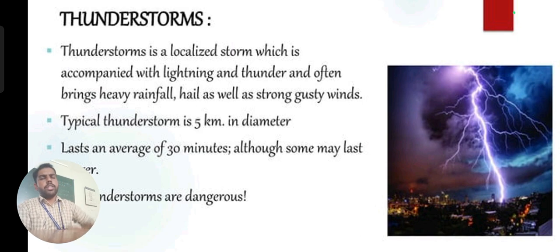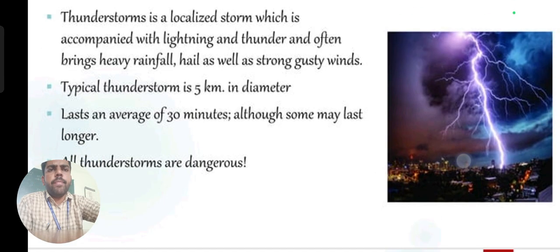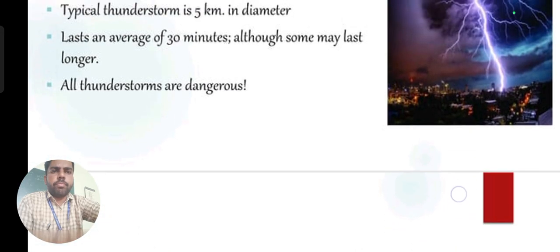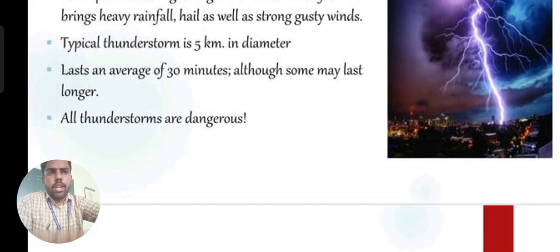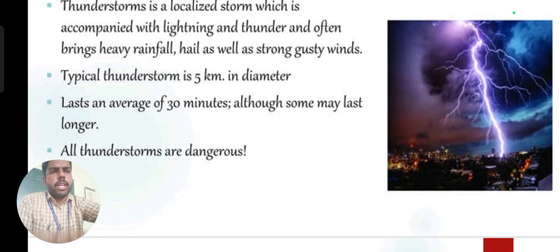And thunderstorms are localized storms accompanied by lightning and thunder, and often bring heavy rainfall, hail, and strong gusty winds. Typical thunderstorms are 5 km in diameter and last an average of 30 minutes, although some may last longer. All thunderstorms are very dangerous.